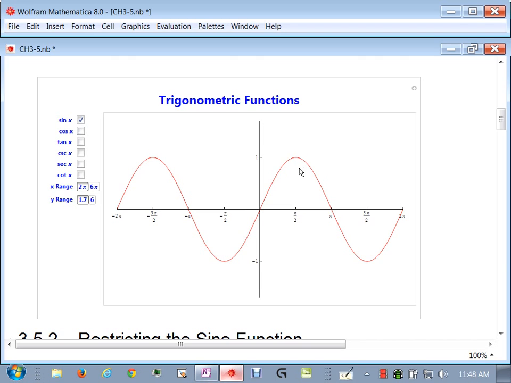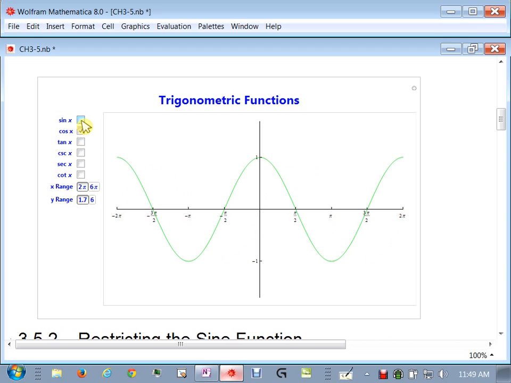Does the sine function have an inverse? Well, does it pass the horizontal line test? If I draw a line that goes across right here, it's going to hit it in more than one place, right? So it doesn't have an inverse yet. Same thing with cosine. The cosine function is a function, fails the horizontal line test, and doesn't have an inverse.